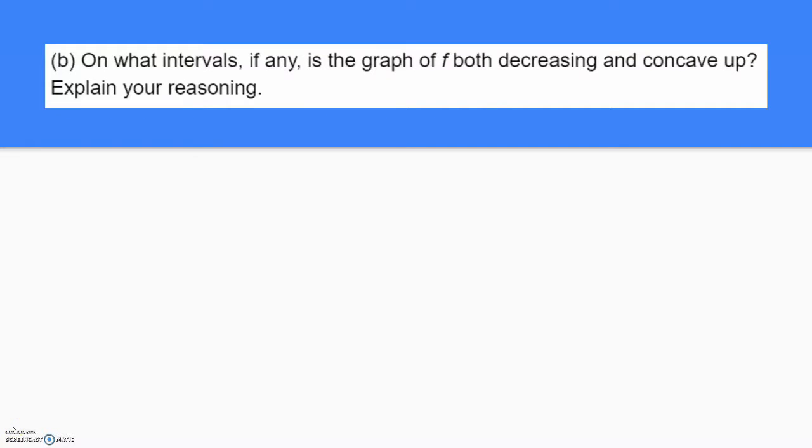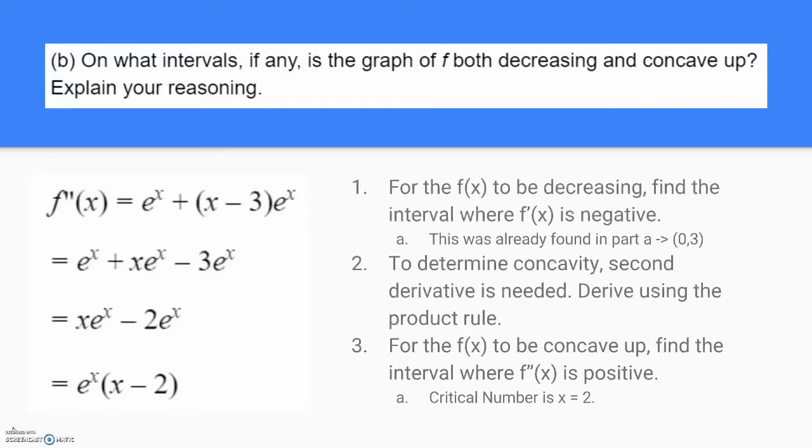Now let's move on to part B. On what intervals, if any, is the graph of f both decreasing and concave up? Explain your reasoning. First, for f of x to be decreasing, you have to find the interval of where f prime of x is negative. This was already found in part A, and it's from 0 to 3. If you need to rewatch that part, you can rewind to part A. Second, to determine concavity, the second derivative is needed.